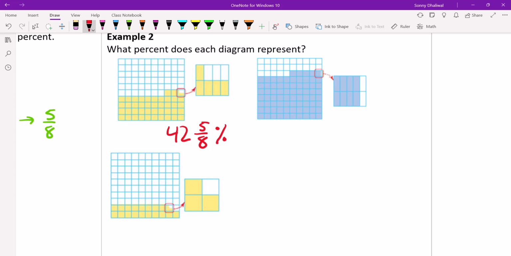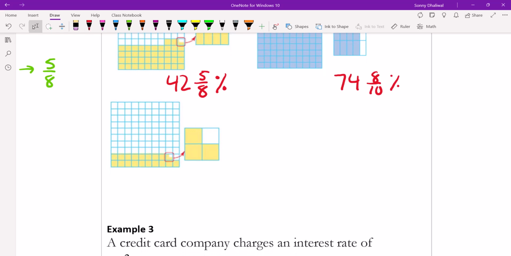All right. What do we have over here? 74 and 8/10. 74 and 8/10. I like how you're pronouncing these fractions, right? Remember, we did a whole lesson on that, how to pronounce the fraction part. This one. 18 and 3/4 or 3/4. All right, so we'll stop right there.